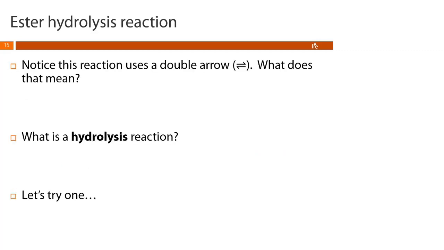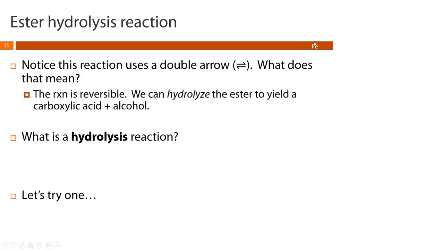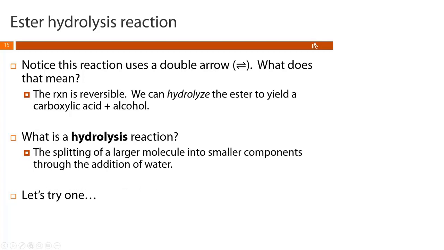Okay, so notice that this reaction uses a double arrow. So do you remember from your last class what that double arrow means? So that means that this is a reversible reaction. So we can hydrolyze the ester to yield a carboxylic acid and an alcohol. So if we're hydrolyzing something, that means we are performing a hydrolysis reaction. And a hydrolysis reaction is the opposite of a condensation reaction. This is where we're going to split a larger molecule into smaller components through the addition of water.